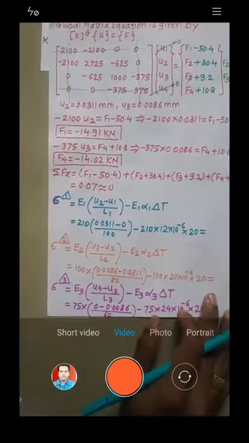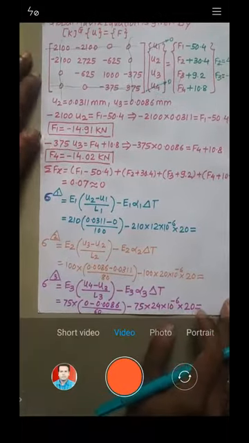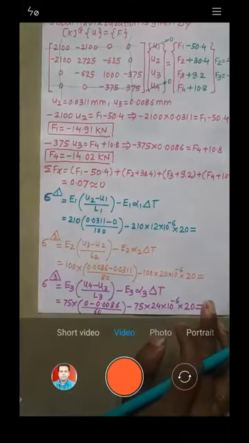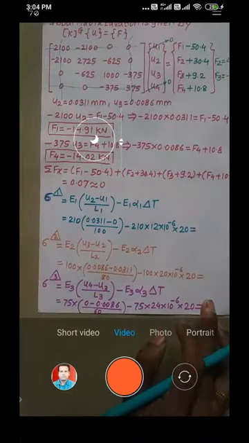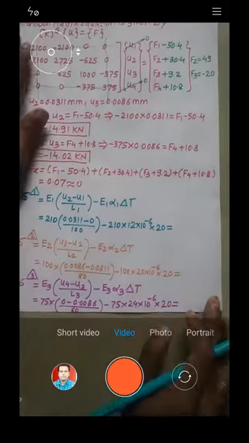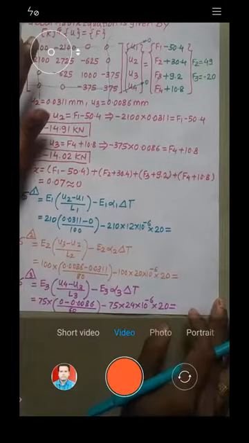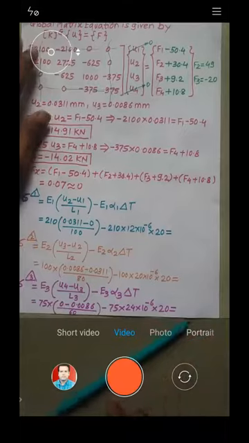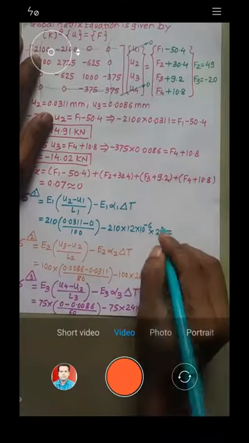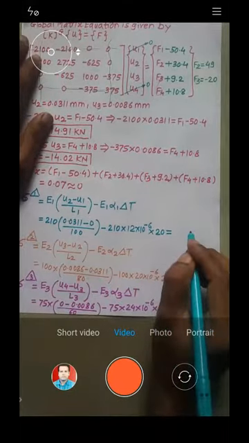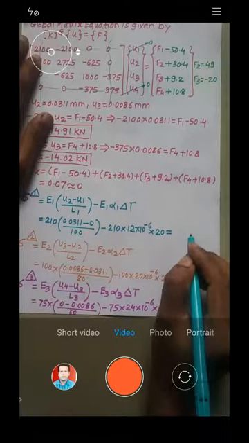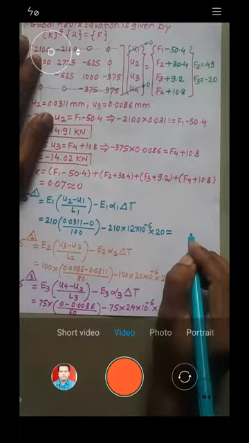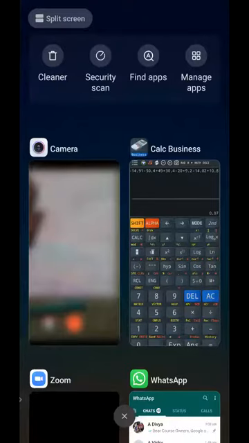For the first one, what is the value? Just let me know the values, then we'll stop the session. 0.0149. Is it plus or minus? Plus. Let's do it. For the first one, I will do it immediately.